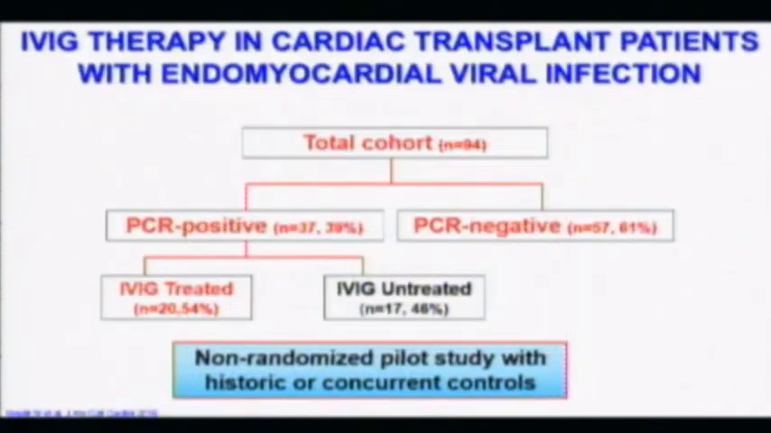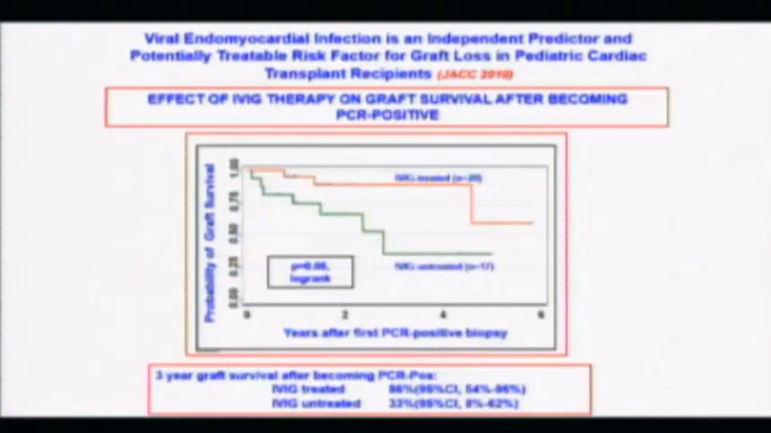So when we studied this, this group of patients in this publication, we had a total cohort of 94 transplant patients. 37 or 39% were positive, 61% negative. Half and half essentially treated with IVIG plus steroids. This group just steroid treated. It was non-randomized. Some of it was controlled, so it was an imperfect study, but it's what we had. And here are some of the findings.